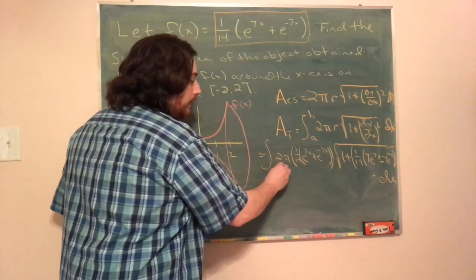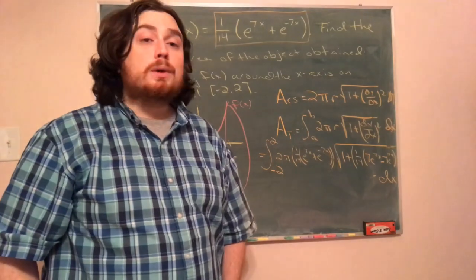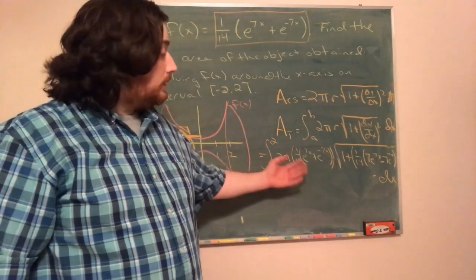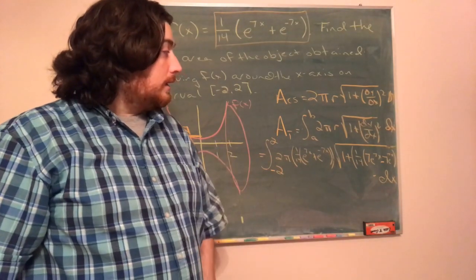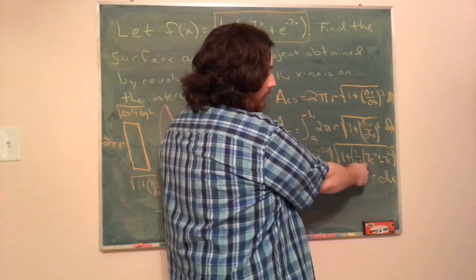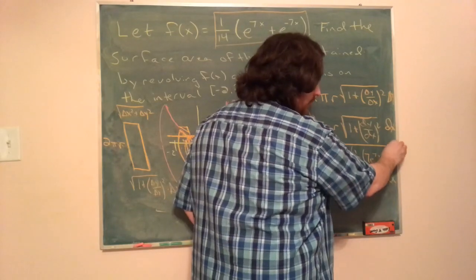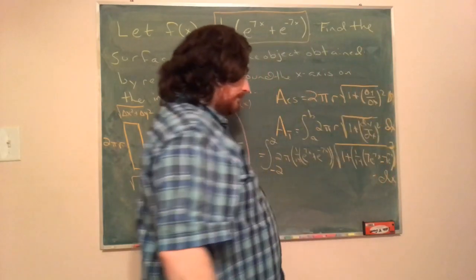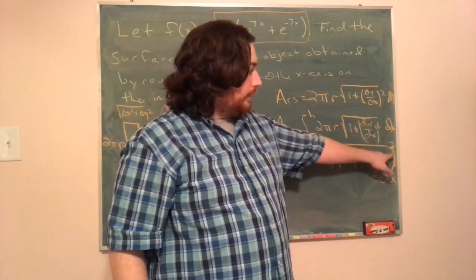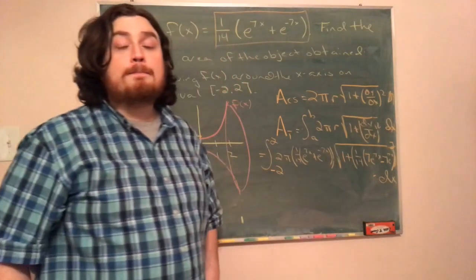So I'm actually going to integrate from -2 to 2 of 2 pi times 1/14th e to the 7x plus e to the negative 7x times the square root of 1 plus the derivative, which is 1/14th 7e to the 7x minus 7e to the negative 7x, and this derivative should be squared. Again, pulling the squared down from here, and then I'm integrating with respect to x.